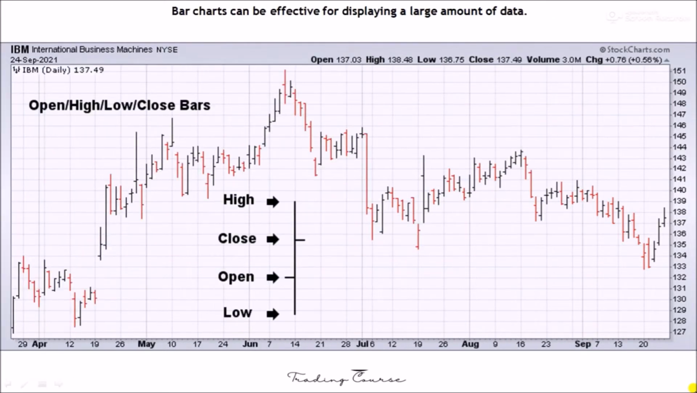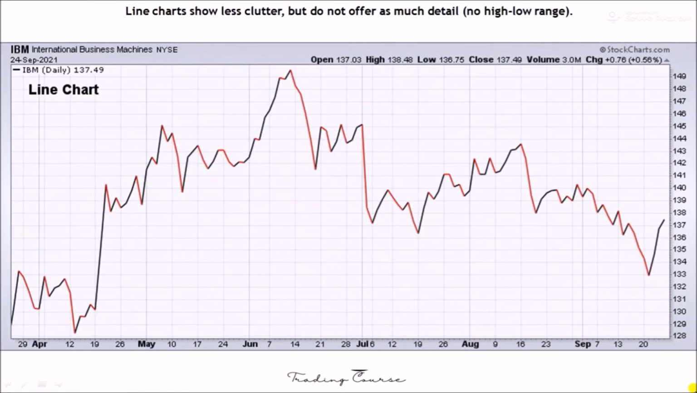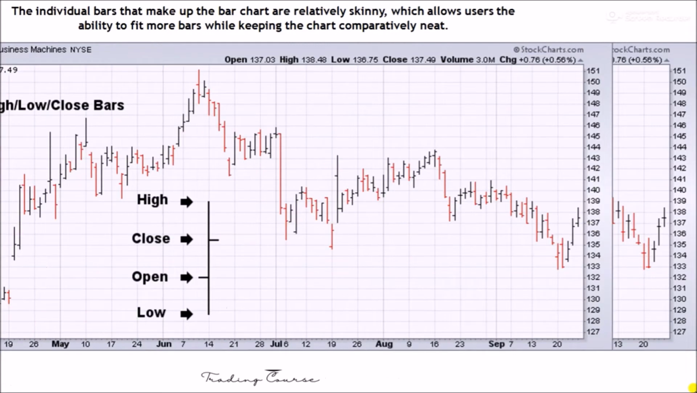Bar charts can be effective for displaying a large amount of data. Using candlesticks, 200 data points can take up a lot of room, resulting in a cluttered chart. Line charts show less clutter, but do not offer as much detail, no high-low range. The individual bars that make up the bar chart are relatively skinny, which allows users the ability to fit more bars while keeping the chart comparatively neat.